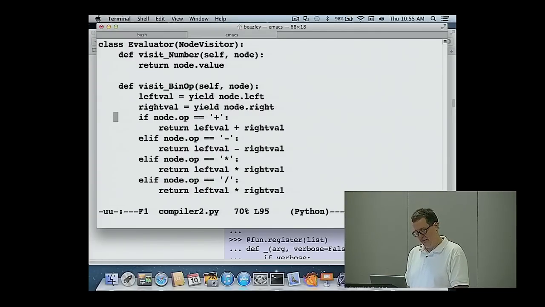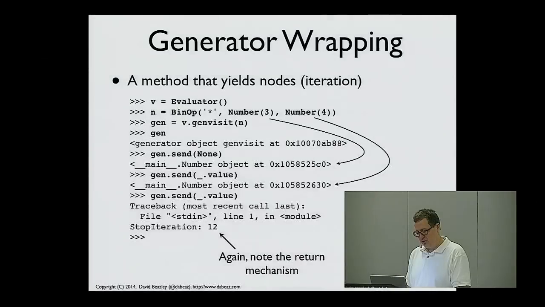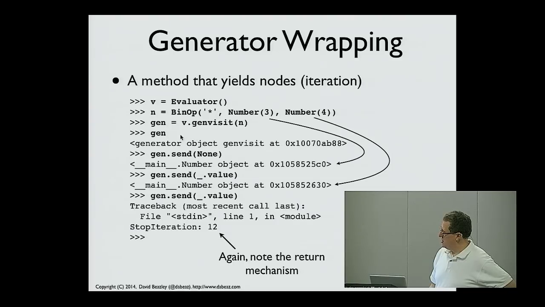There's a really crazy control flow on this. But the idea, again, is you have a binary operator with a star and 2 numbers. When you do this gen visit, it turns it into a generator. The generator is essentially going to emit the number objects, right? So number 3 is going to come out, number 4 is going to come out. To evaluate those, I'm going to send in the values. And then it will terminate with a StopIteration exception.